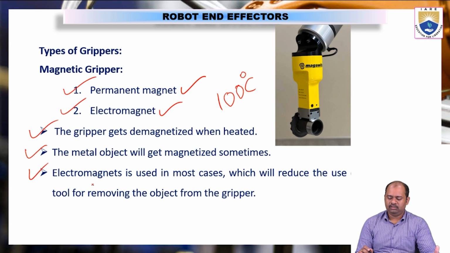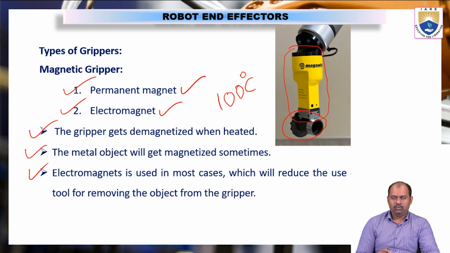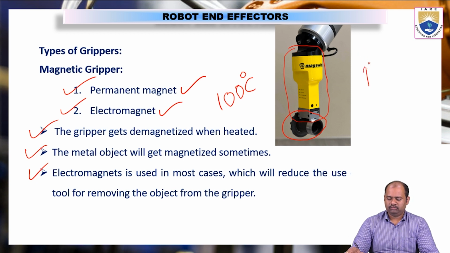So in this picture we can see an electromagnet. This electromagnet is induced with magnetism when electricity is passed to it. Then it will hold the object. This is the object which we are holding with the gripper. When the power supply to this magnetic gripper is cut off, the object will be released from the magnetic gripper. Okay. Now another disadvantage of using this is whenever there is a power outage.